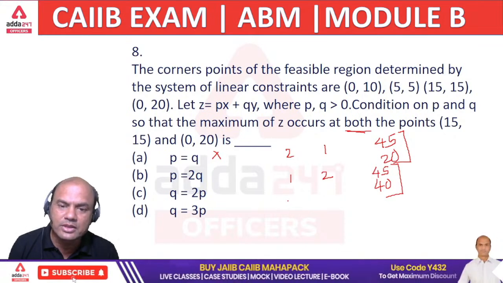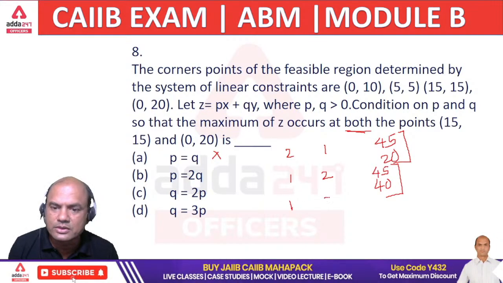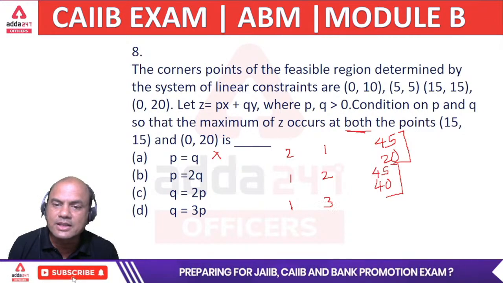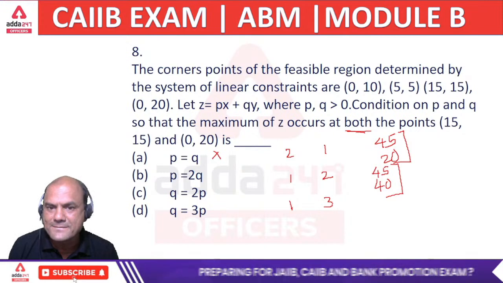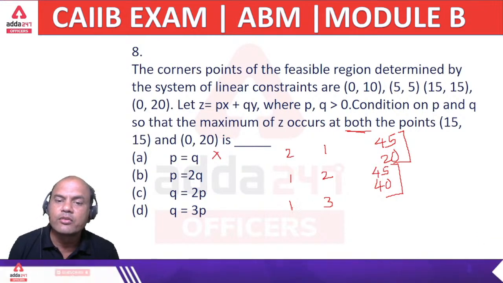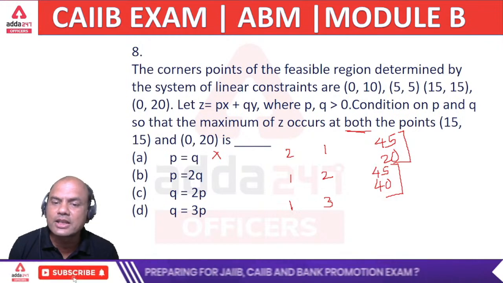So Q equals 3P. P equals 1, Q equals 3. So 1 into 15 plus 3 into 15. Okay. 1 into 15 plus 3 into 15. So what is the answer? 15 plus 45.